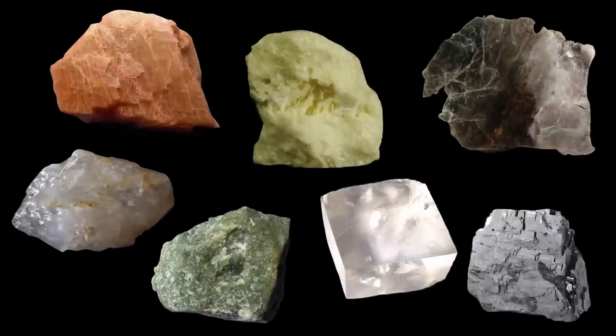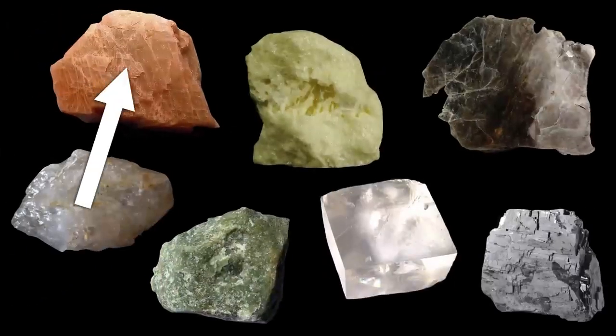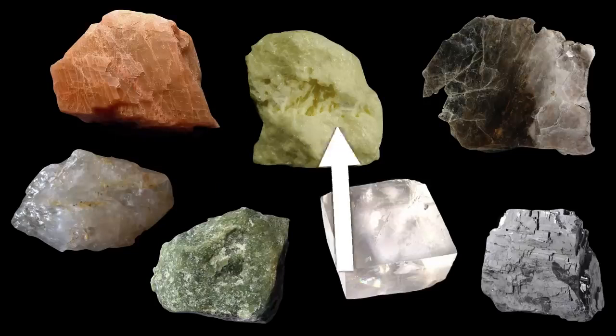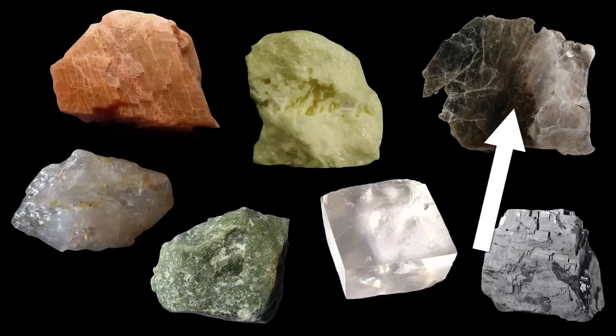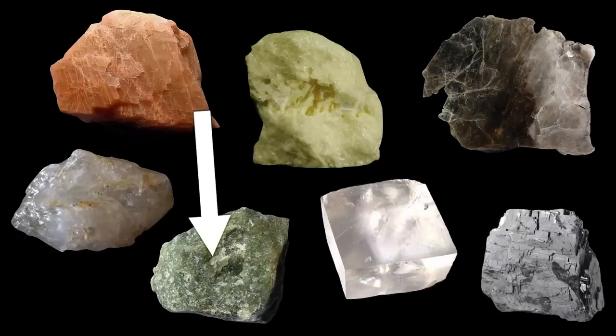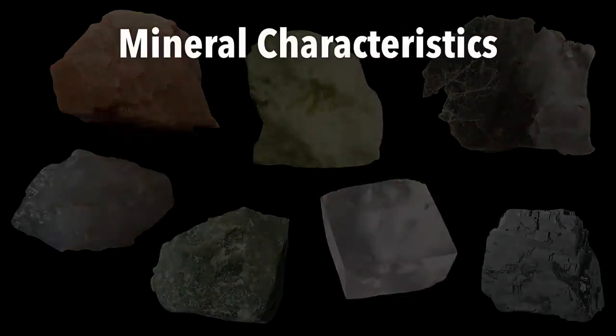Here are some common minerals, including this sample of potassium feldspar, also known as orthoclase, this sample of sulfur, this sample of muscovite mica, some galena, calcite, olivine, and quartz. Now, one of our jobs is to be able to identify these minerals based on their mineral characteristics. And here's some of the things you should look at.